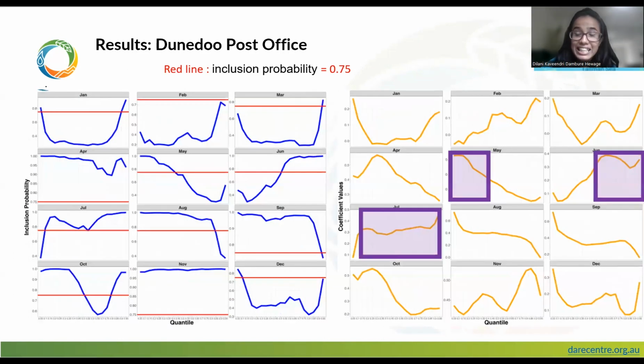And when talking about the inland station, which is Dunedin Post Office, November shows high significance throughout the quantile values. And June shows high inclusion probability in the upper tails. And July shows increasing probability for most of the quantiles. And also you can see the impact of SOI is high in those areas.